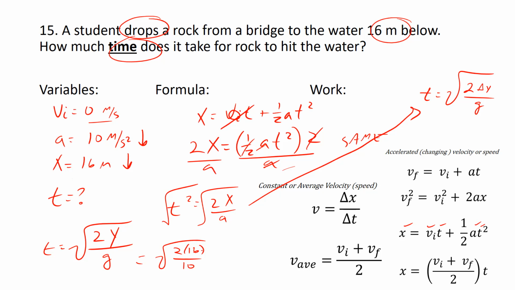That's how I'm typing it into the calculator. And then I find the square root button, and I pull the answer back into the calculator. If you have me as your teacher, you can ask me how to do that if you don't know how to do that. 1.79 seconds is your answer.